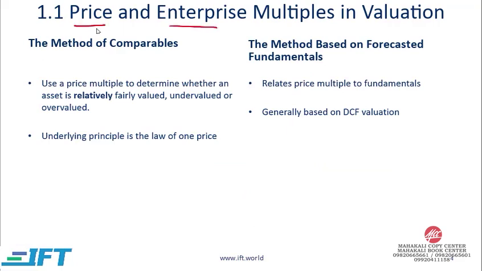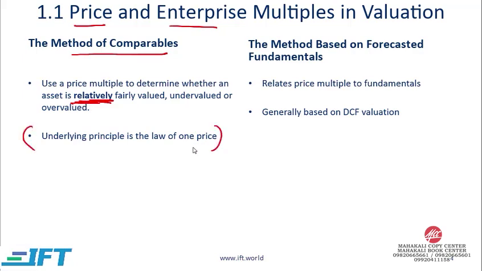Just a few high-level remarks on price and enterprise multiples in valuation. Broadly speaking, we will be talking about two types of methods: the method of comparables and the method based on forecasted fundamentals. With the method of comparables, we use a price multiple to determine whether an asset is relatively fairly valued, undervalued, or overvalued. And you need to understand why this relative is so important. Since you are comparing with other companies, you can only say that this stock is overvalued or undervalued compared to the other company. So that's why we use the term relatively fairly valued or not.